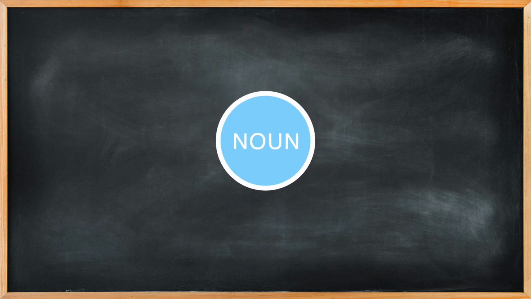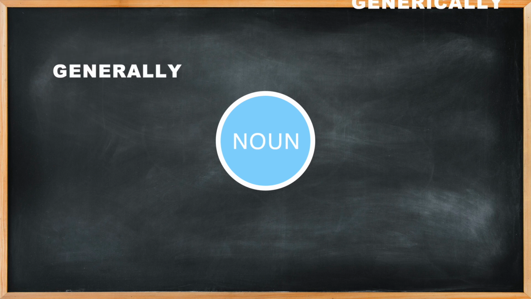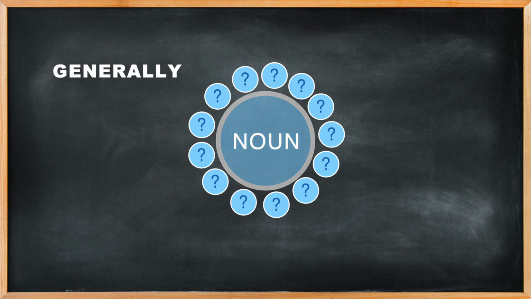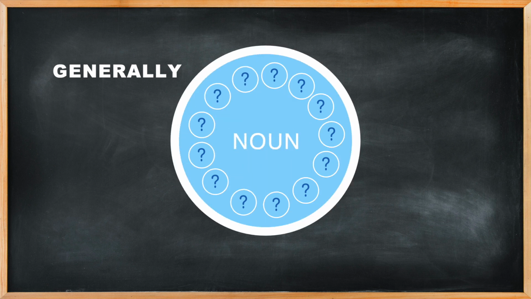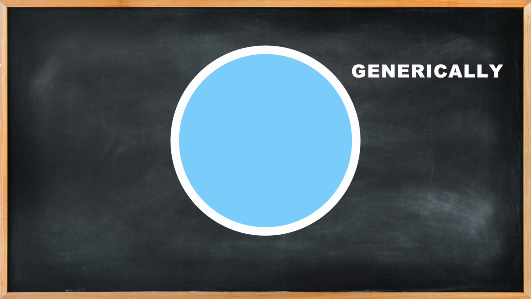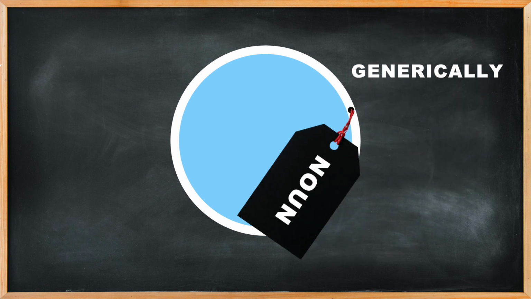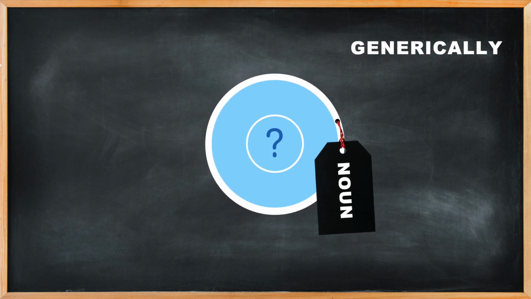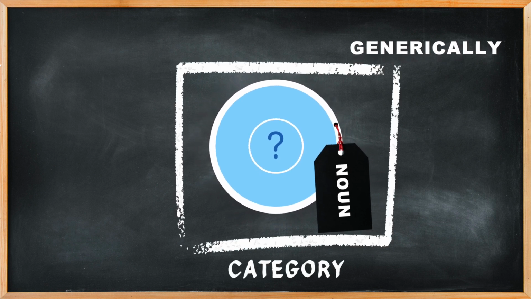Okay, that's it. Let's review what we have just covered. Nouns can be used either generally or generically. When we use a noun generally, it means we're talking about undefined things or people that might belong to a certain group, but we're not pointing to one specific defined thing or person. When we use a noun generically, it means the noun becomes a label for the group of things or people thought of as a single category or class.